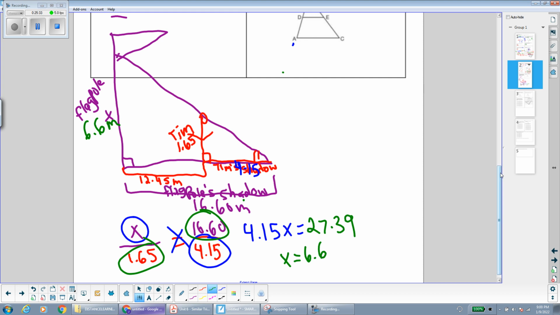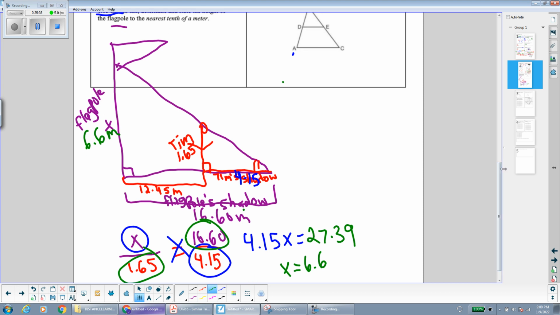I know that we usually use inches and feet. We don't use the metric system like meters, but it kind of makes sense because Tim is only 1.65 meters tall, and the flagpole is probably taller than Tim. It's probably a lot higher up than Tim, and it is. It's 6.6 meters tall, so that makes sense in this real world situation.